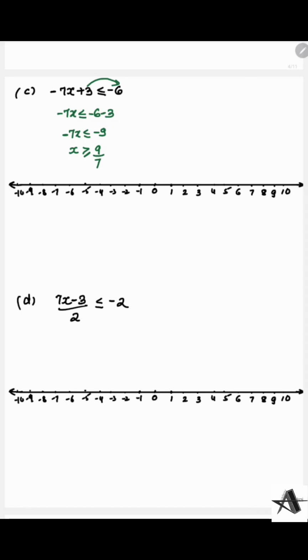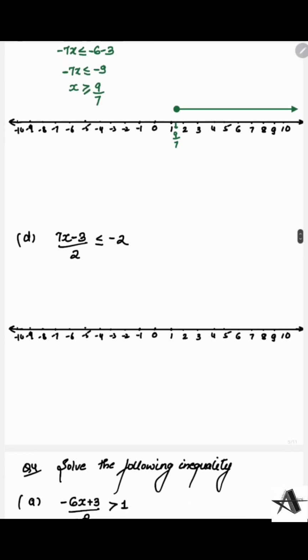Now 9 over 7 will give you 1 point something, approximately 1.2. So let me just draw it near to 1. That's it. It will represent 9 over 7, and x is greater than or equal to, so obviously greater represents that we have to move towards the right side, and also equal to is there, so I need to fill it up. This is how I can represent it, and even if you want, you can represent it as 9 over 7.